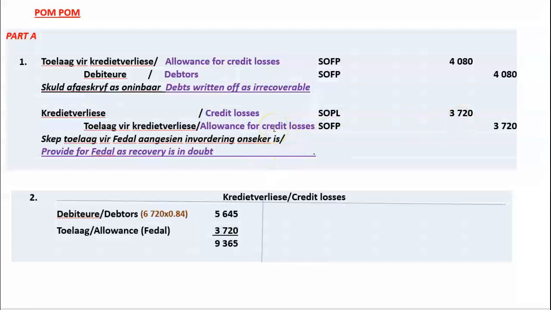What am I going to do in my financial statements eventually? I'm going to deduct the allowance for credit losses from my gross debtors control balance, and that will be the amount I'm going to show as outstanding debtors on the face of my statement of financial position.